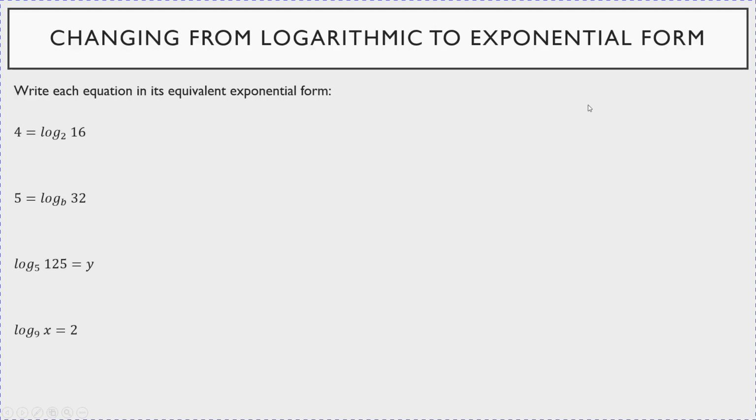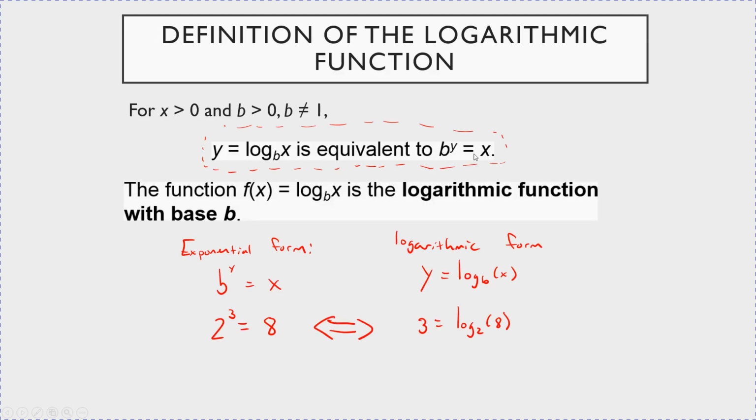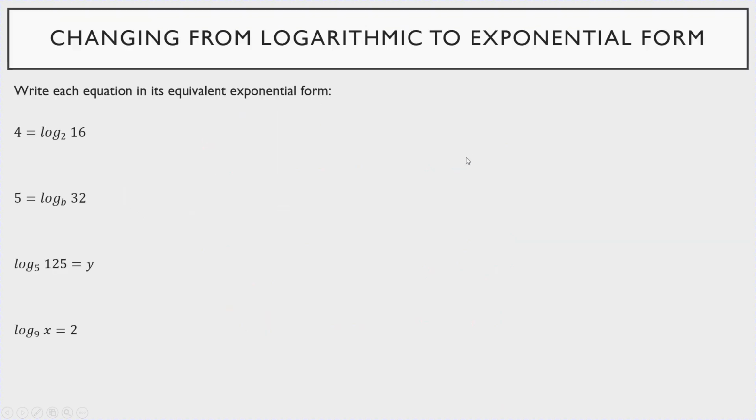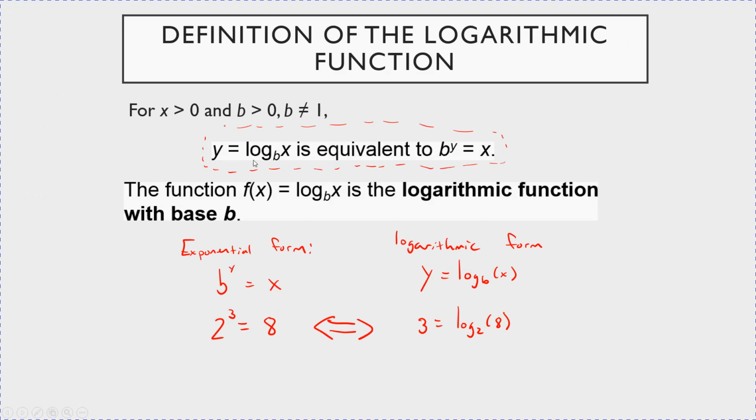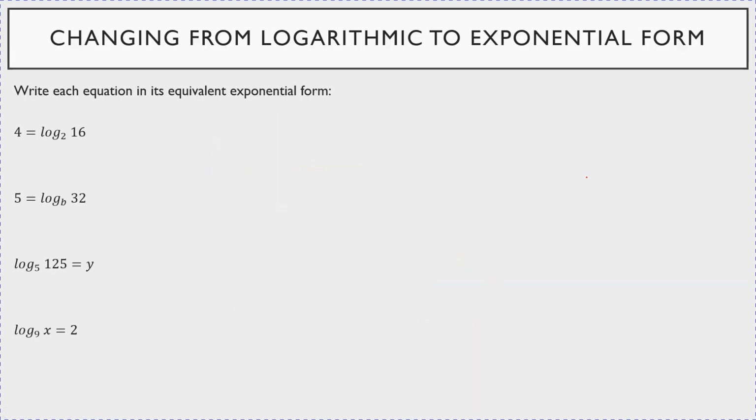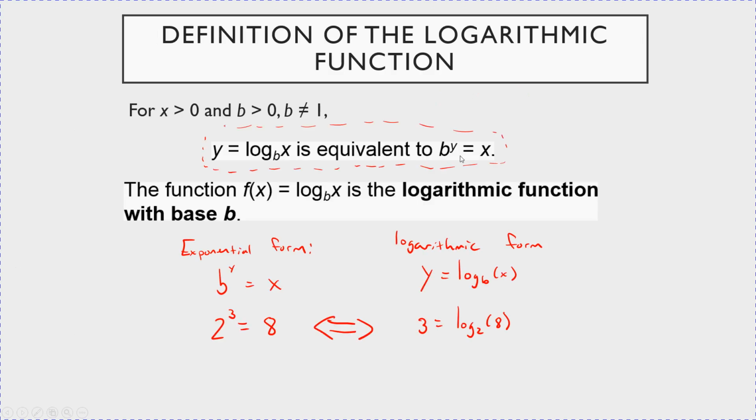All right, so what I want to do here is write each equation in its equivalent exponential form. So looking back, b to the y is equal to x. All right, so excuse me, I'm starting in log form. y is equal to log base b of x. This is equivalent to, going back, b to the y is equal to x.